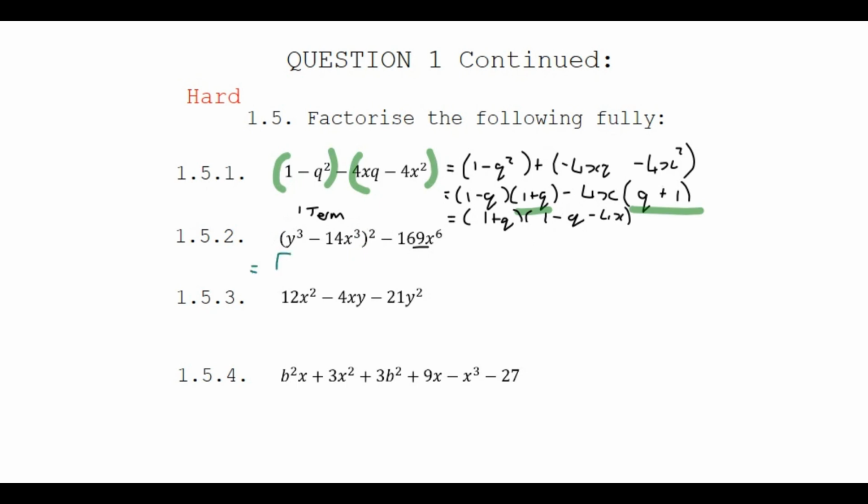So applying the difference of two squares rules, I'm going to have to use two different brackets here. We have the first one, y cubed minus 14x cubed minus 13x to the power of 3 times that bracket again, y cubed minus 14x cubed plus 13x to the power of 3. And that's supposed to be a close bracket. Alright, and now we can simply go and solve inside those brackets, which I'm going to do on another slide.